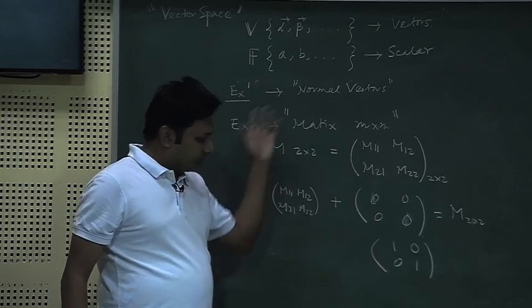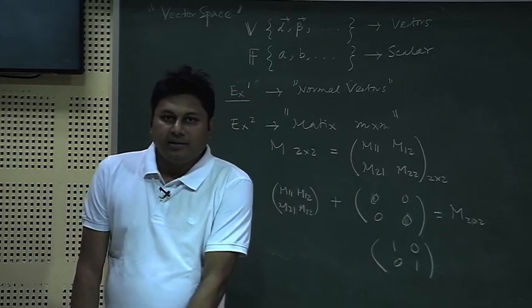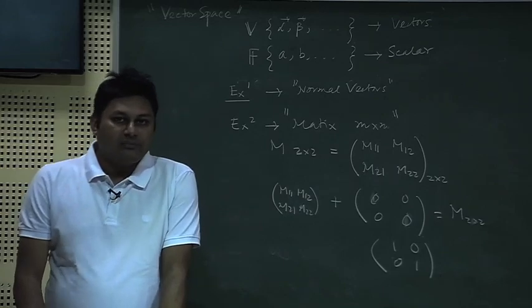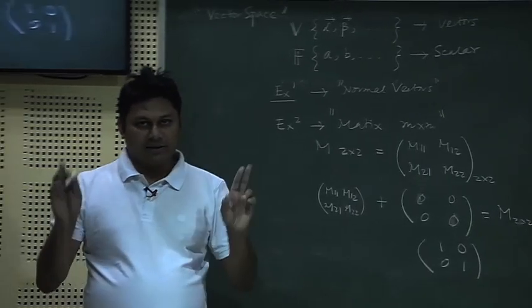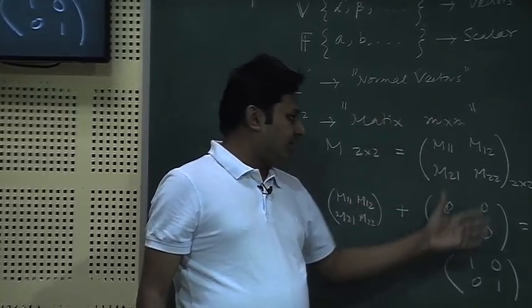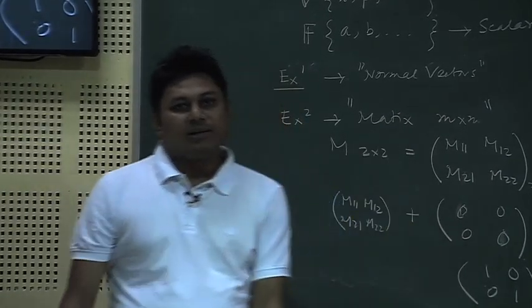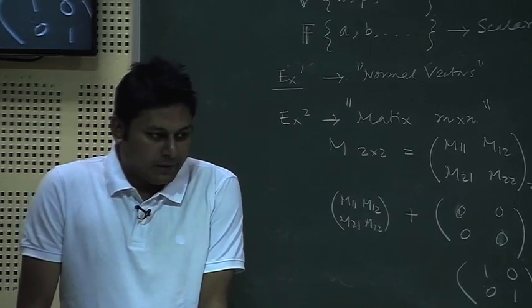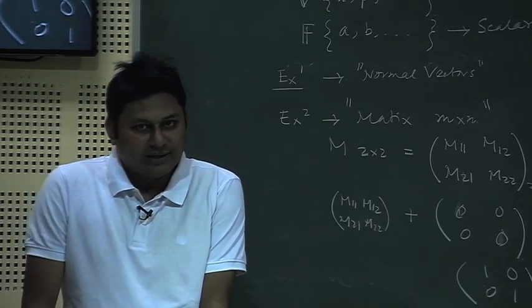So the point is that it is not necessarily true that only vectors, which have magnitude and direction, can form a vector space. Matrices are also another kind of element that can form a vector space. So I would like to conclude this class here.